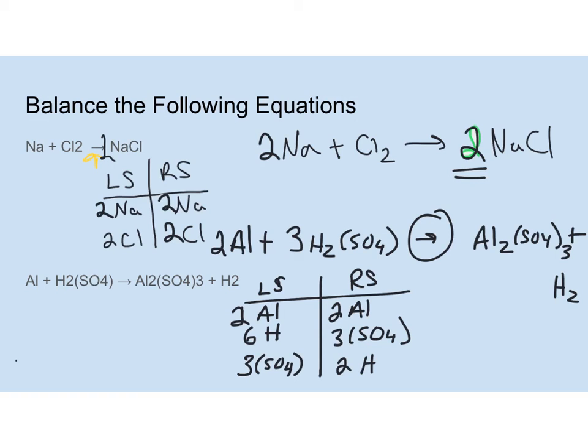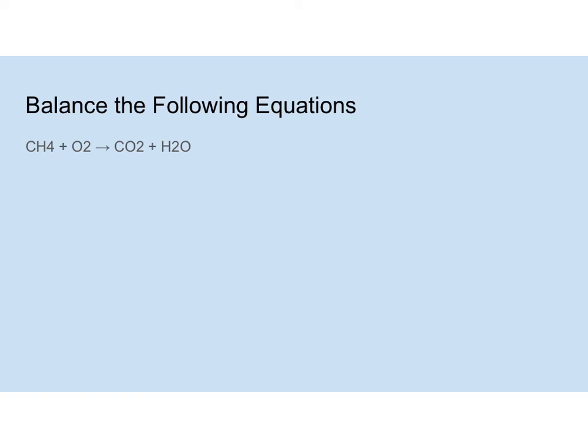Now the last thing I have to do is make sure my hydrogens match up. So I've got 6 over here on the left side and only 2 on the right side. Well, if I put a 3 over here in front of the hydrogens, that will change that 2 into a 6, and now everything matches up and I've balanced my equation. Okay, so that's balancing equations and how they work. We're going to do one more.